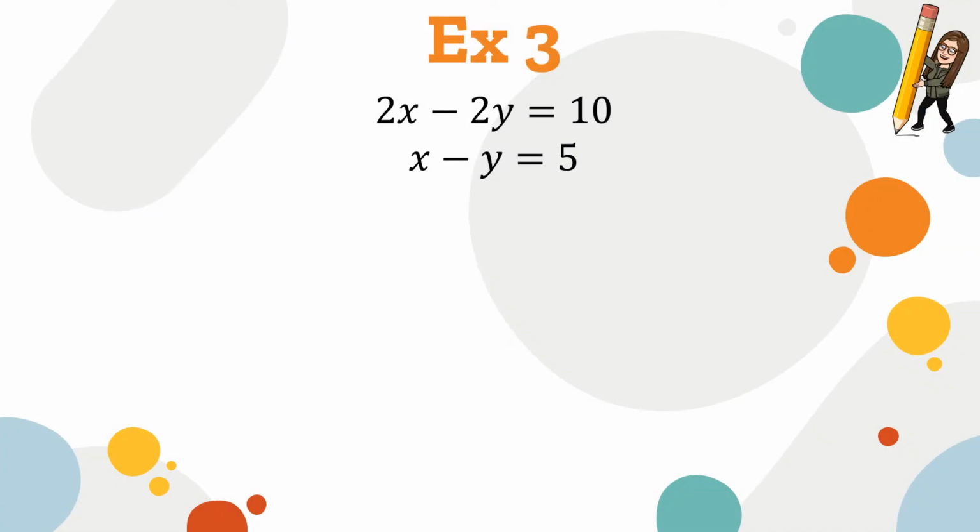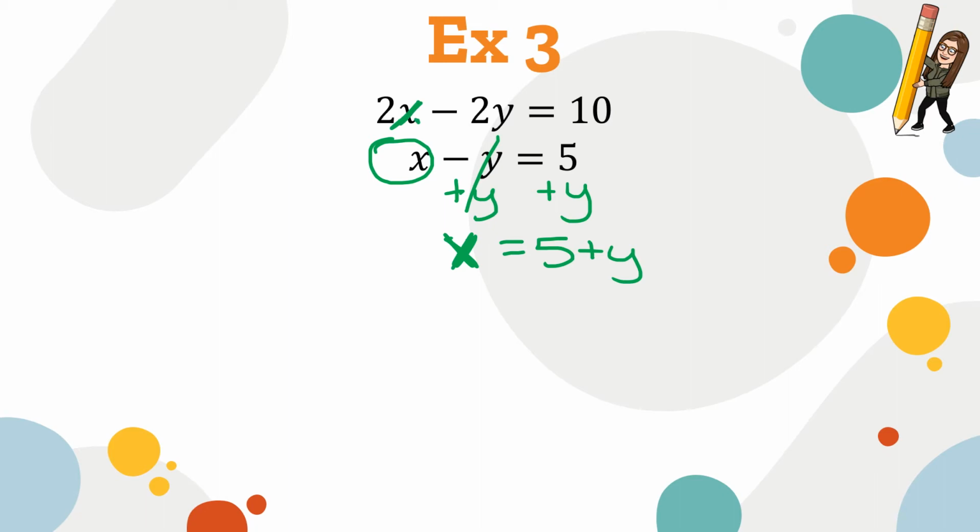Let's try example 3. Same process. The first thing I want to do is isolate a variable. This x is already positive and by itself, so I'm going to solve for x, meaning I'm going to add y over. When I do that, the x falls down and I have 5 plus y. All right, this time I solved for x. Let's look at the other equation. See where there's an x?